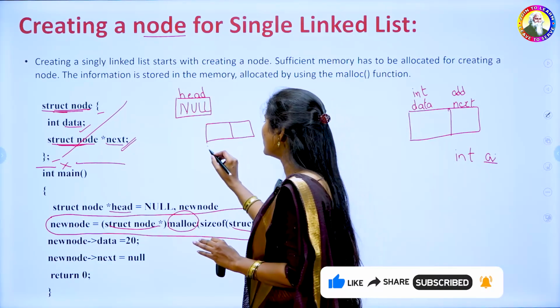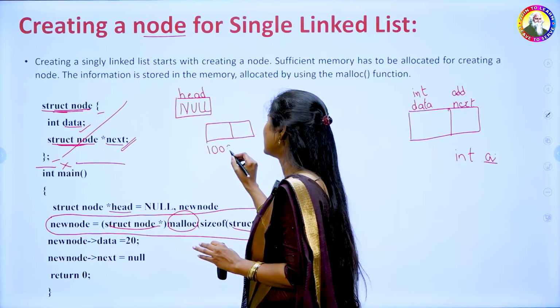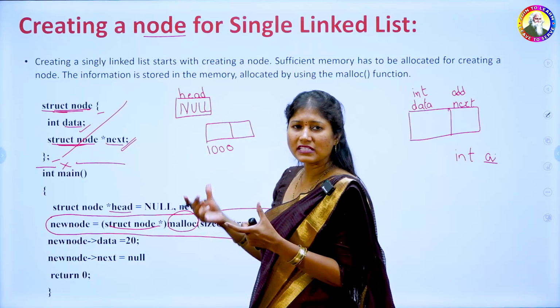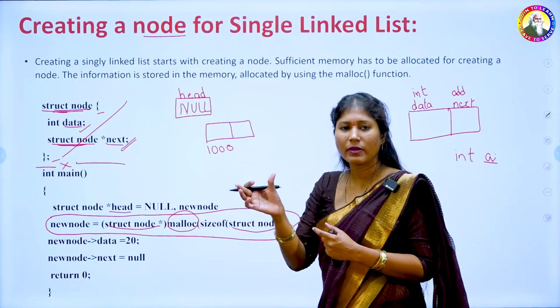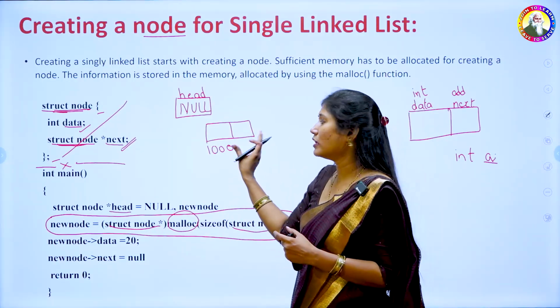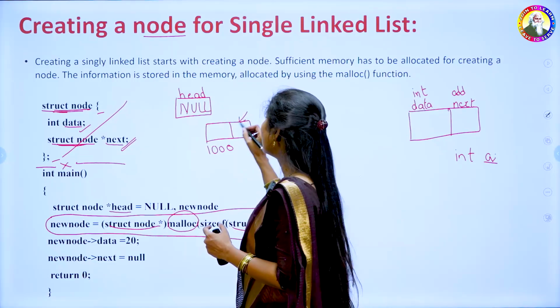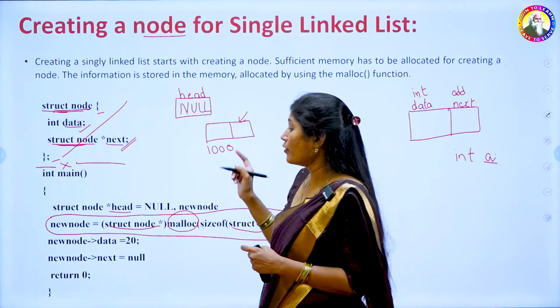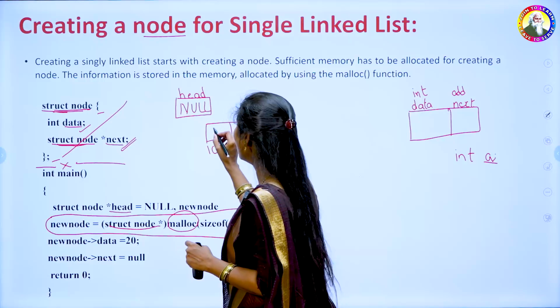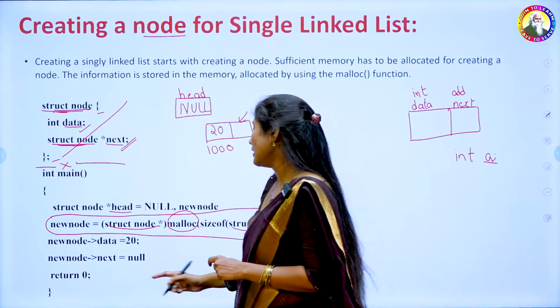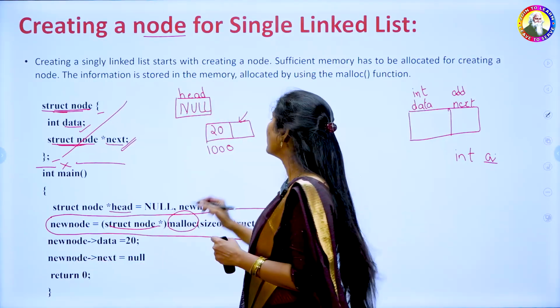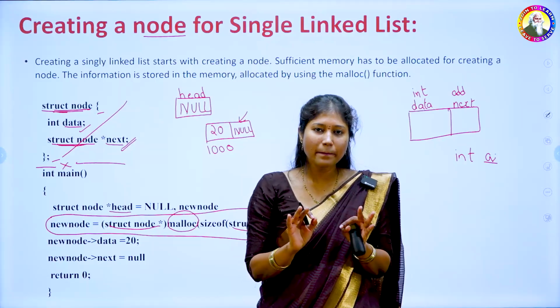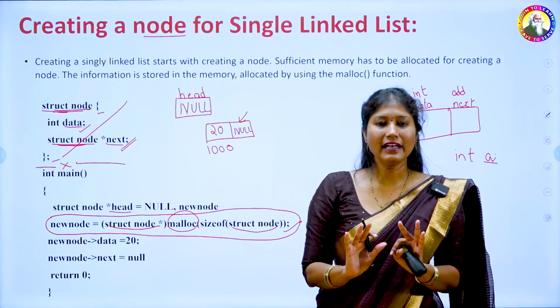After that, the memory is allocated randomly, we can say at 1000. In that 1000 space, I got the node. The memory is allocated for this particular new node. Now the name for this one is new node. New node data equal to 20. And after that, new node next equal to null. So what we have done is simply create a node in a linked list.